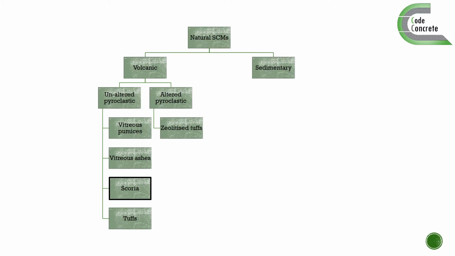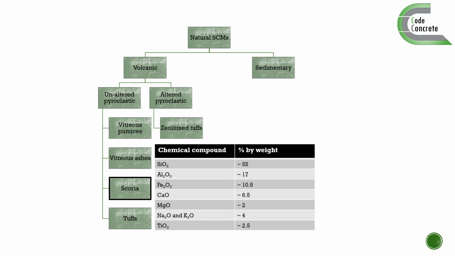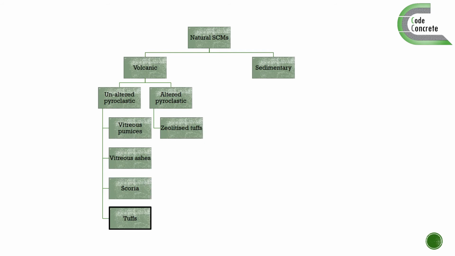The typical chemical composition of scoria is as follows: silicon dioxide content about 55%, aluminum oxide content about 17%, ferric oxide content about 10.5%, calcium oxide content about 6.5%, magnesium oxide content about 2%, sodium and potassium oxide content about 4%, titanium oxide content about 2.5% by weight, in addition to other oxides.